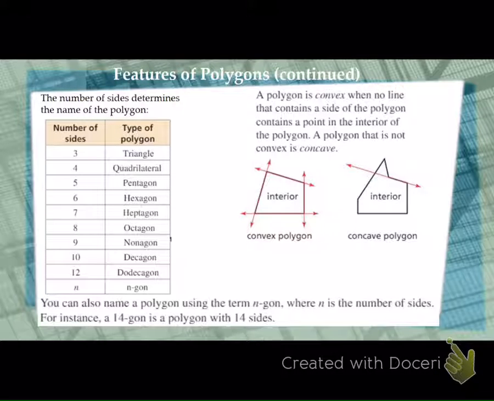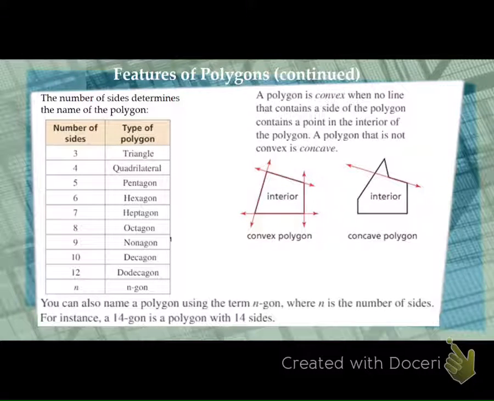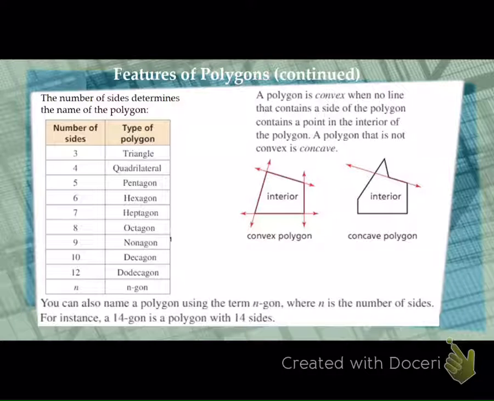5 sides, pentagon. Penta means 5. 6 is hexagon. Hexa means 6. 7 is heptagon. 8 is octagon, 9 is nonagon, 10 is decagon, and 12 is dodecagon. When we get any more than that, or 11, or 13, 14, 15, you can just call it a 13-gon, or an 11-gon from there. But these ones have specific names you must use.